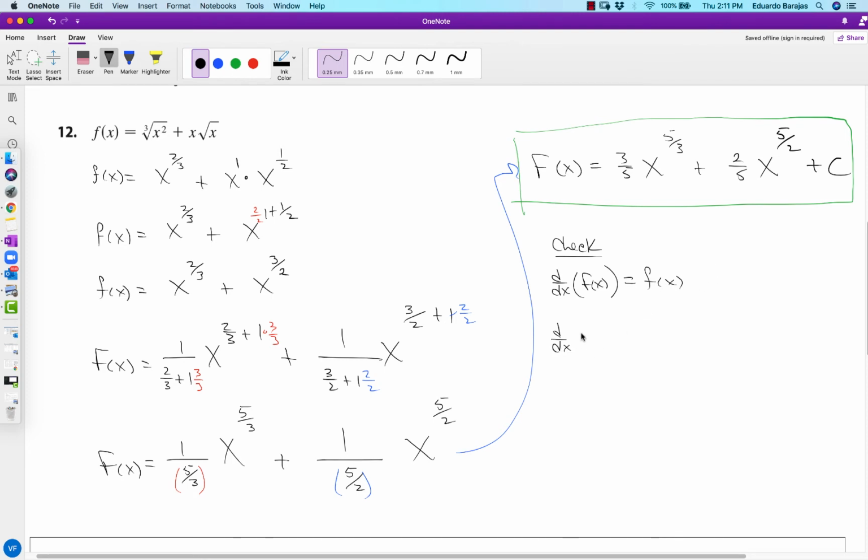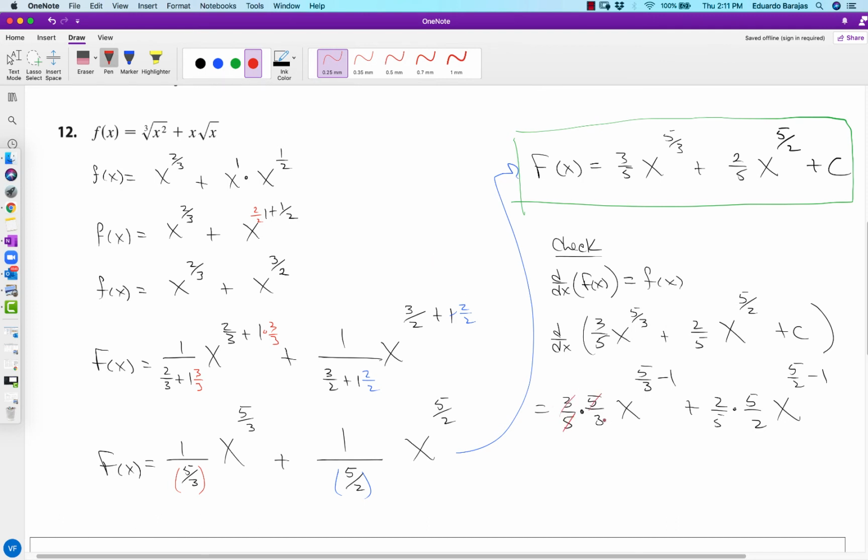So the derivative with respect to x of 3/5 x to the 5/3 plus 2/5 x to the 5/2 plus C. Okay, so this is going to be 3/5 times, and now when we take derivatives, we bring down the exponent and subtract 1. So this would be 5/3 x to the 5/3 minus 1 plus 2/5 times 5/2 x to the 5/2 minus 1. And the derivative of a constant is 0. Now, luckily, all these fractions cancel. 5, 5, 3, 3, and 2, 2, 5, 5, right? Very cleverly selected fractions that cancel out.